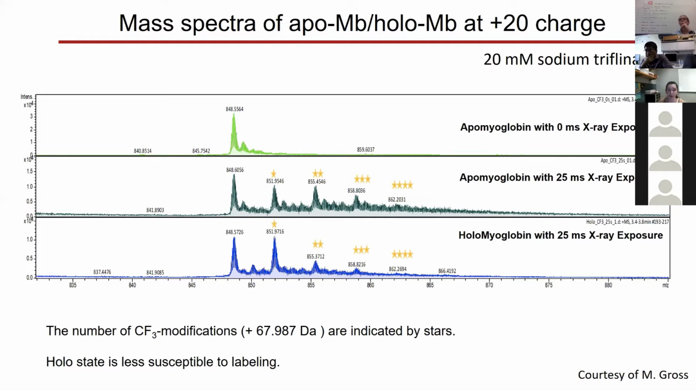It is obvious right away from these spectra that the holo state of the protein is less susceptible to incorporation of CF3, which makes sense because the holo state is more compact and the apo state is less structured. So even on the global scale, you can evaluate overall labeling in a protein itself and see which state is more compact or more open.